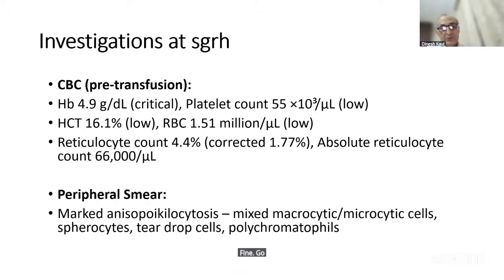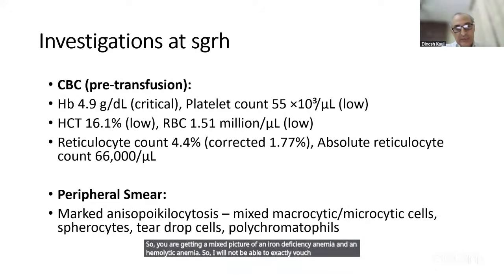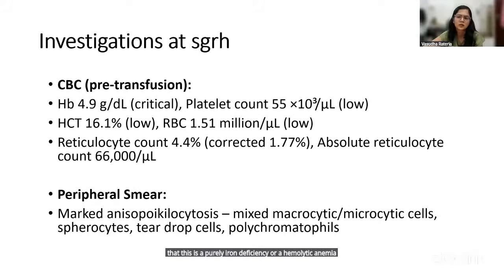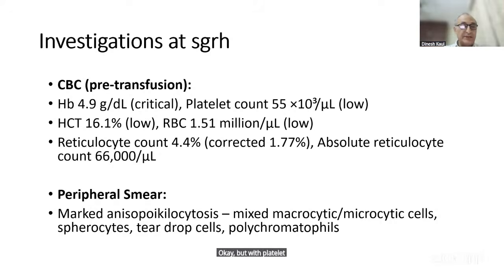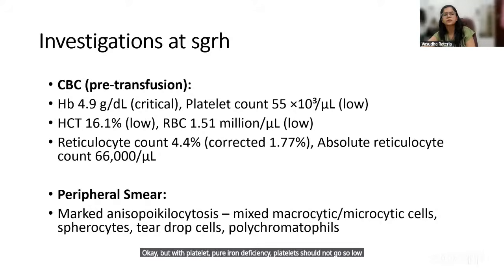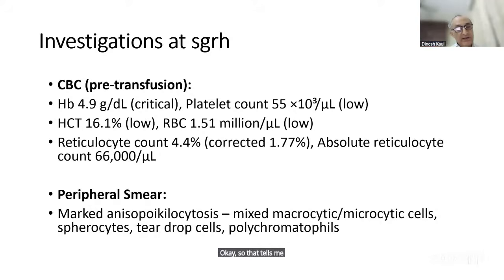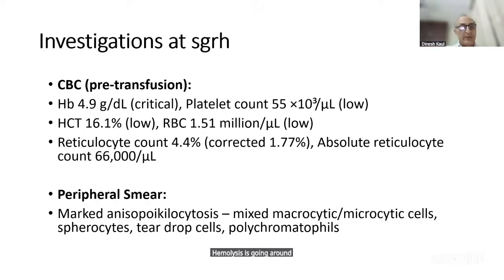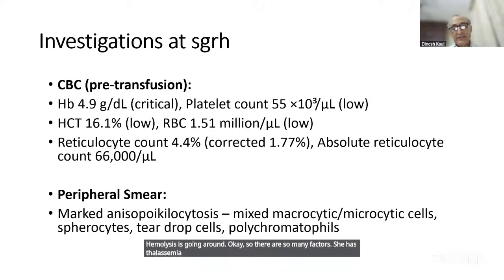Go ahead. So you are getting a mixed picture of an iron deficiency anemia and a hemolytic anemia. I will not be able to exactly vouch that this is purely iron deficiency or a hemolytic anemia. But with pure iron deficiency, platelets should not go so low. So that tells me this may be an underlying hemolytic anemia, hemolysis going around. There are so many factors. She has a thalassemia minor that doesn't affect the platelet count anyway, but it affects the hemoglobin.